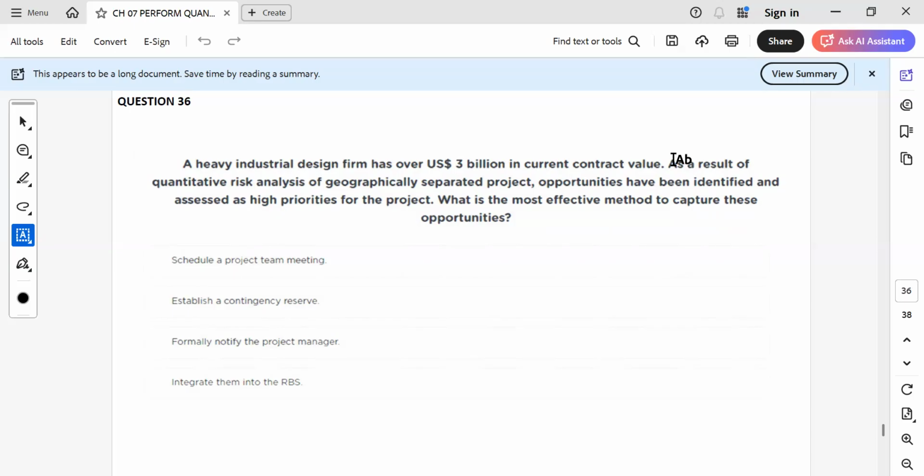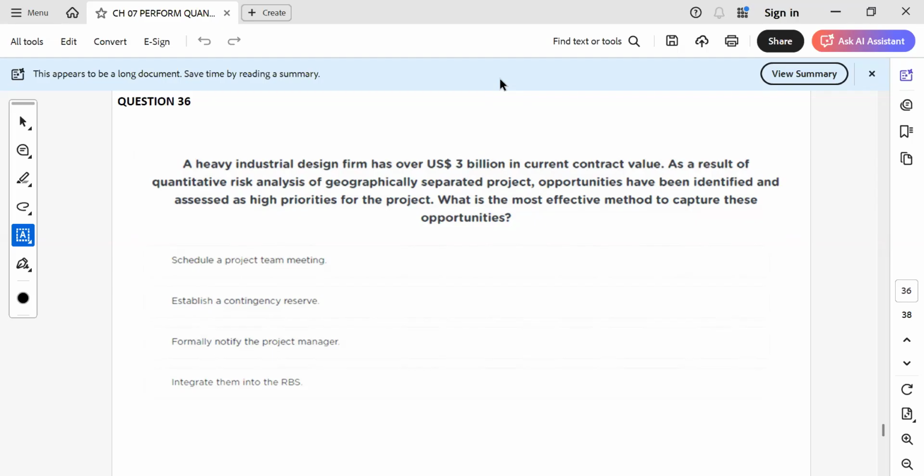Question number 36. A heavy industrial design firm has over 3 billion in current contract value. As a result of the quantitative risk analysis, geographically separated project opportunities have been identified and addressed as high priorities for the project. What is the most effective method to capture these opportunities? Schedule a project team meeting, establish a contingency reserve, formally notify the project manager, or integrate them to the RBS.